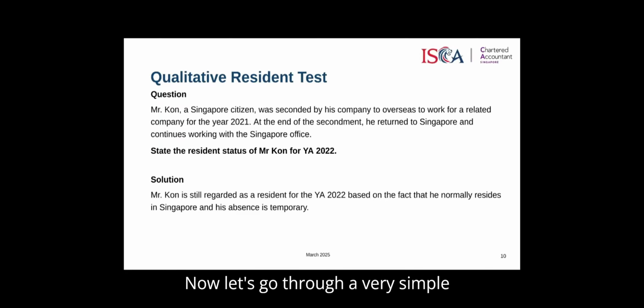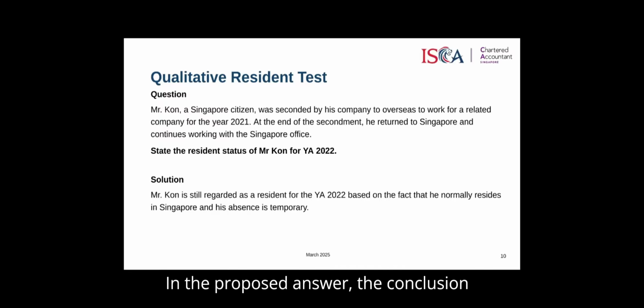Now, let's go through a very simple example to understand the concepts that we have been articulating earlier. In this question, Mr. Korn, a Singapore citizen, was seconded by his company overseas to work for a related company for the year 2021. At the end of the secondment, he returned to Singapore and continues working with the Singapore office. State the resident status of Mr. Korn for YA 2022.